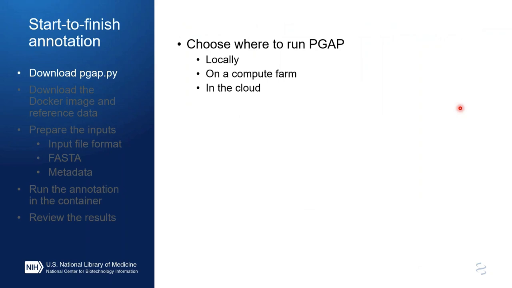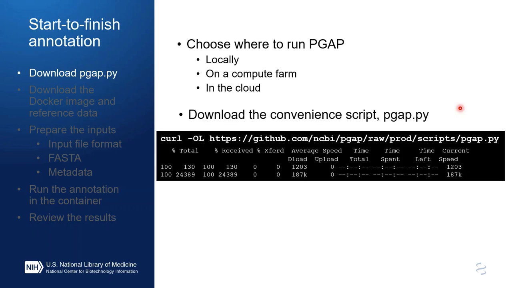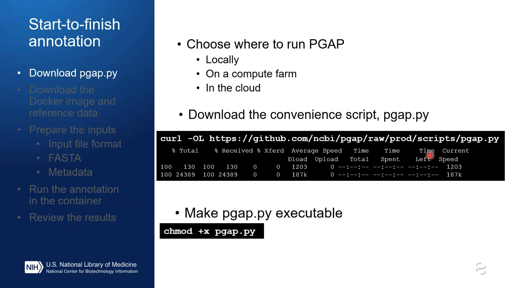So now let's go through an example, from downloading the pipeline to running a genome and looking at the output. The first thing that you will need to do is choose where you want to run PGAP. You can run it locally, or you can run it on a compute farm at your institution, or you can run it in the cloud. That really doesn't matter. So the first thing that you will do is download pgap.py, which is a convenient script that really allows you to do pretty much everything. To download the script, you can use curl, as represented in the command line I posted here on the slide. You can use wget. After you have the script, you have to make sure to make it executable.